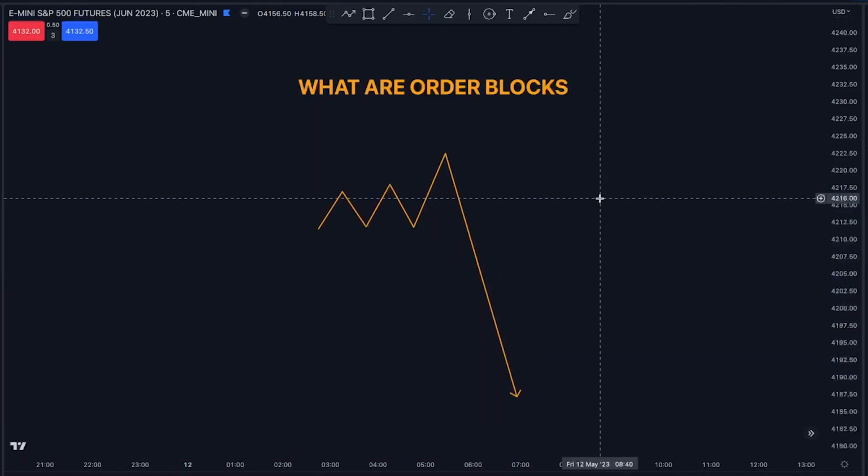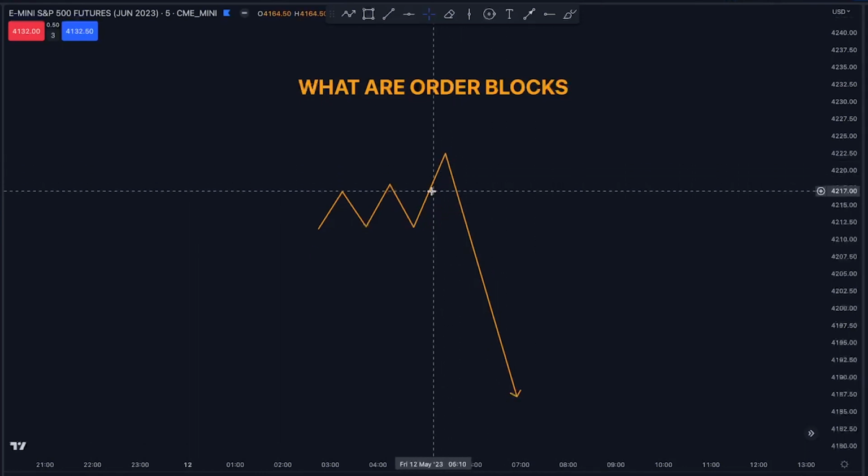So what are order blocks? Order blocks are areas on the chart where significant buying or selling activity has occurred. They play a crucial role in the ICT concepts because they can provide a valuable insight into the market sentiment and potential price movements. Understanding order blocks can help you make better trading decisions and improve your overall trading performance.